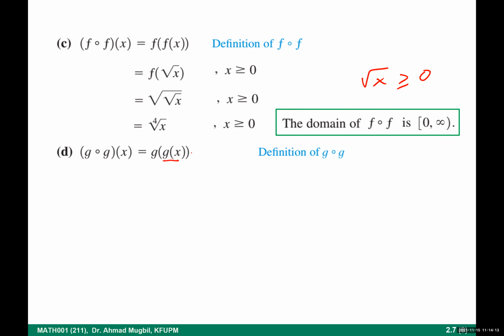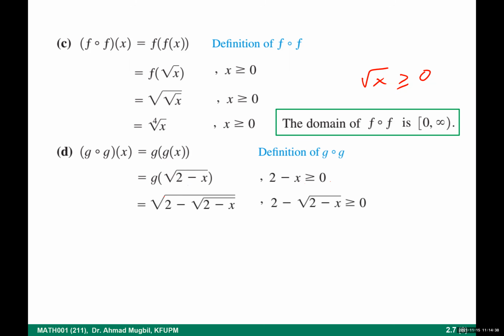What is g of x? Square root of 2 minus x. What we will do now, again, it is g of g. We will put, instead of x, this one again. But before going further to the next step, you should consider what is the condition here. It is 2 minus x greater than or equal 0. Now we will substitute in g, x equals the whole expression that we have here, g itself.